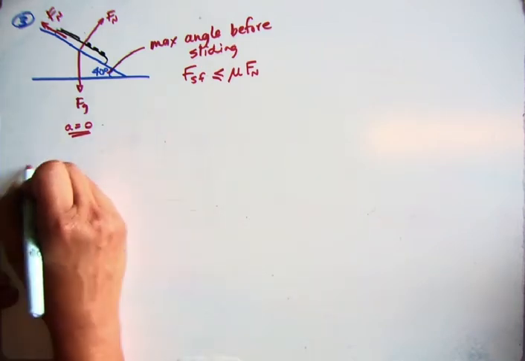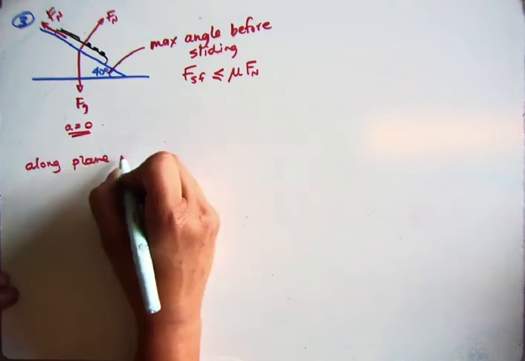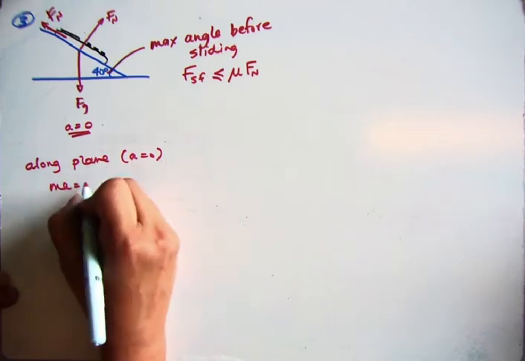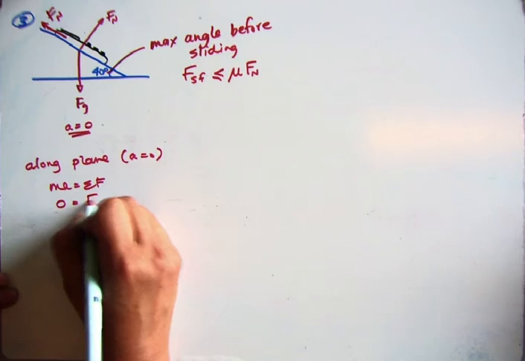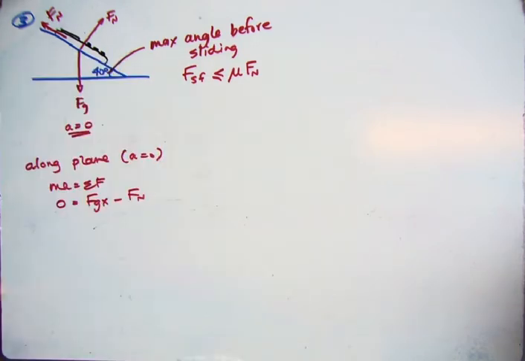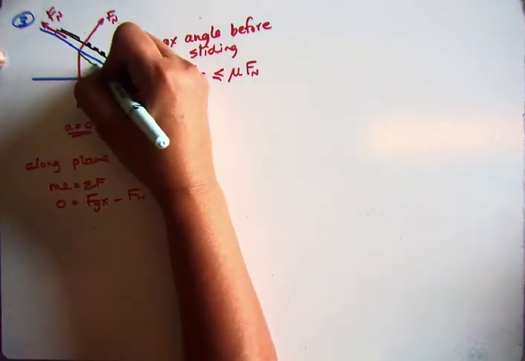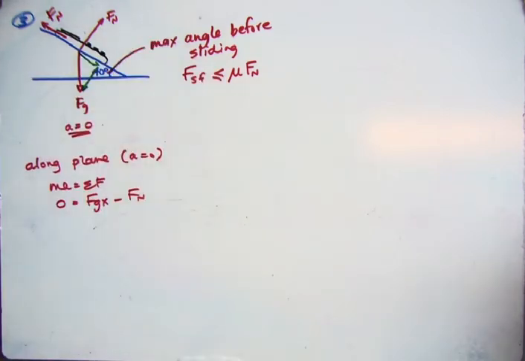So along the plane, we can say that a equals 0, but ma still equals the sum of the forces. So 0 equals, along the plane, FGX minus Ff. I haven't drawn it in this time. What I'm hoping is that with the repetition you're doing, you're starting to feel like you're getting this a little bit easier now.